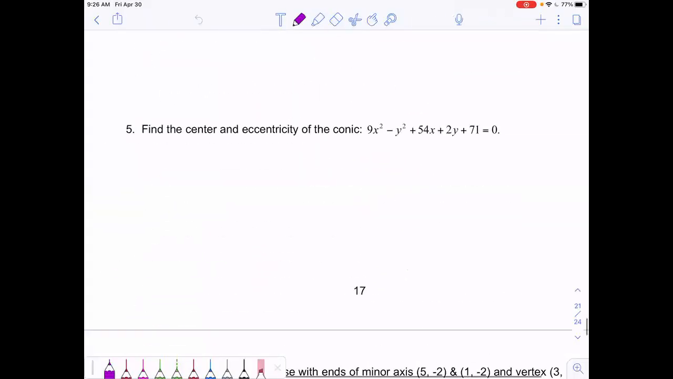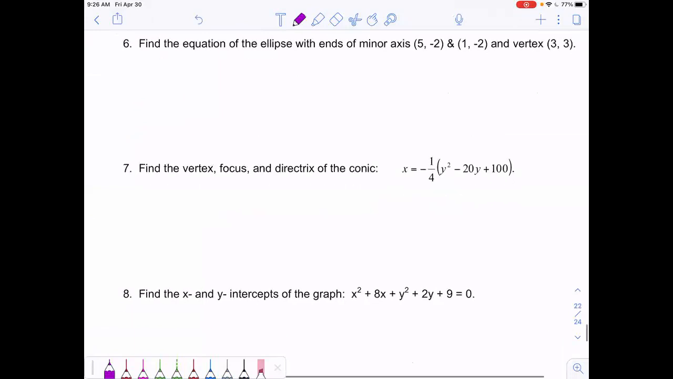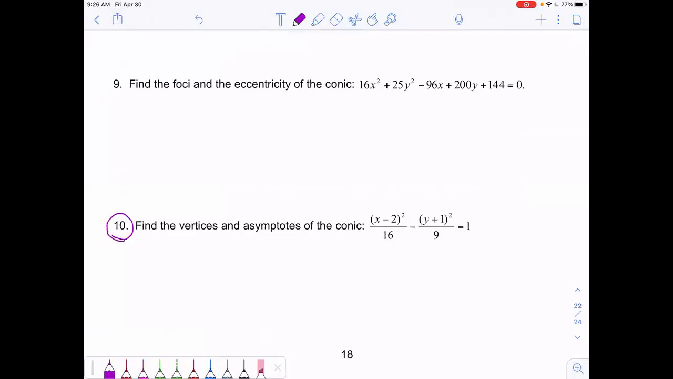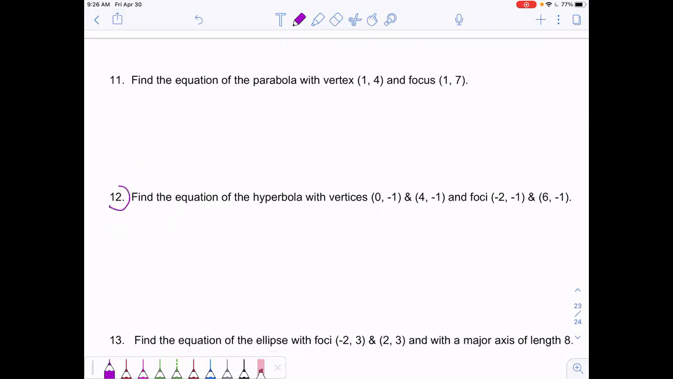So number 5, that's one of the ones that you're going to do. So circle number 5. Number 10. That one's already in standard form. You just have to find the vertices and the asymptotes. It doesn't even say to graph. So it's in standard form, finding the vertices and the asymptotes of that conic. If it has asymptotes, it's a hyperbola. Number 12 says find the equation of the hyperbola with vertices and foci.